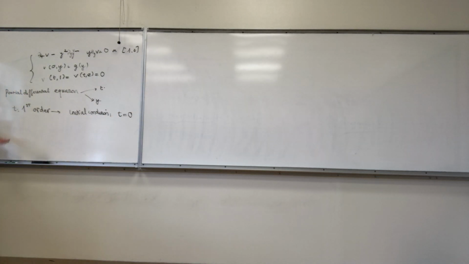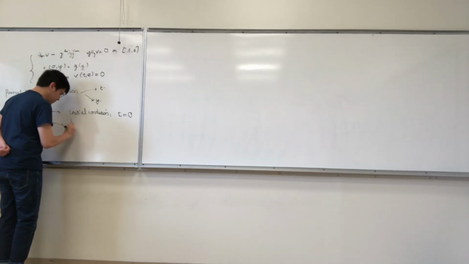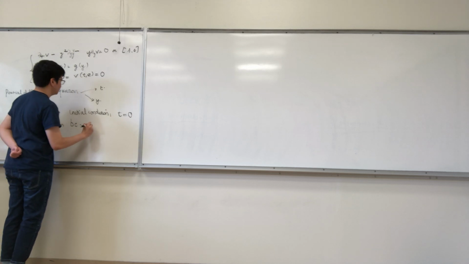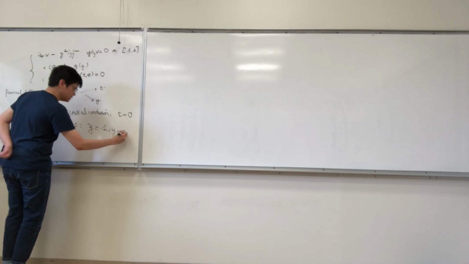All right? So because the derivative in t is first order, for t you only need the initial condition. Now for y, we have second order derivative, so you have boundary conditions at y equal to 1 and y equal to e.